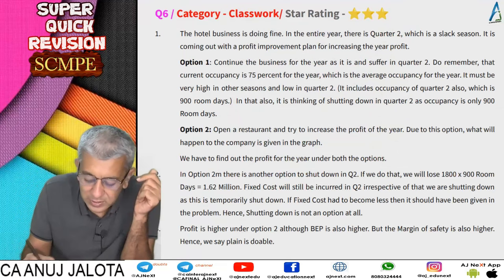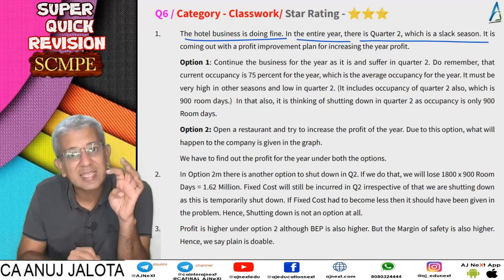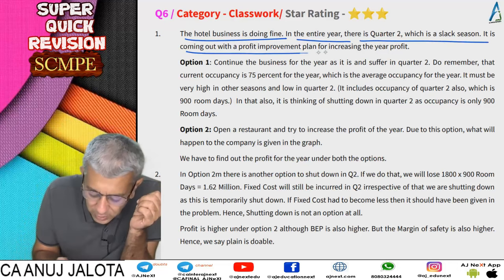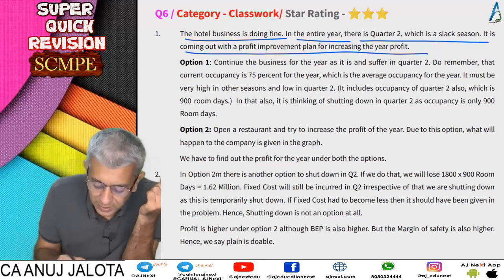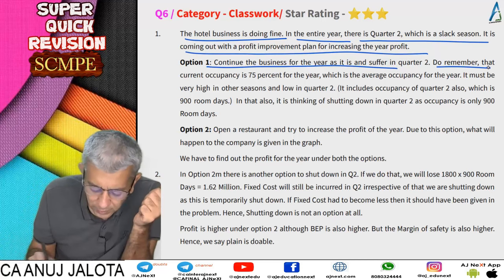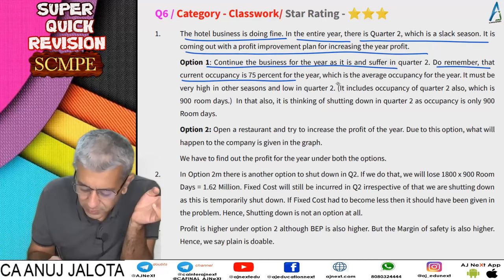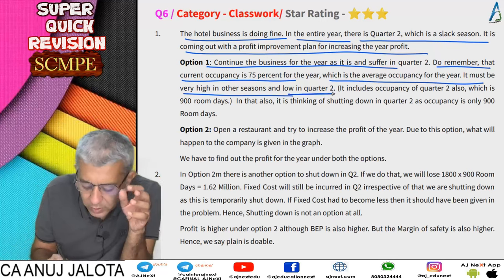The hotel business is just doing fine. In the entire year, there is quarter two, which is a slack season. It is coming out with a profit improvement plan for increasing the year's profit. What is that plan? Continue the business for the year as it is and suffer in quarter two. Do remember that current occupancy is 75%, which is the average occupancy for the year. It must be very high in the other seasons and low in quarter two.